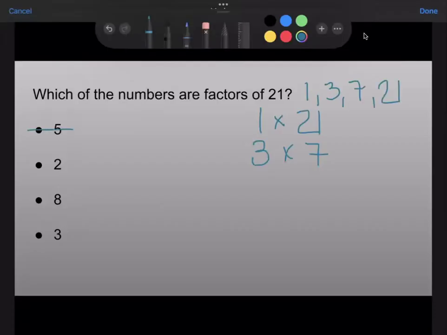So let's see, 5 doesn't work, 2 doesn't work, 8 doesn't work, but 3 does. So from this list of choices over here, 3 is the only one from the list that is a factor of 21.